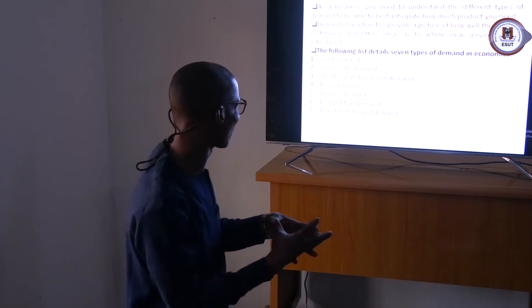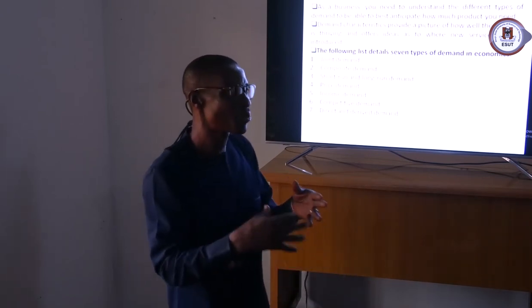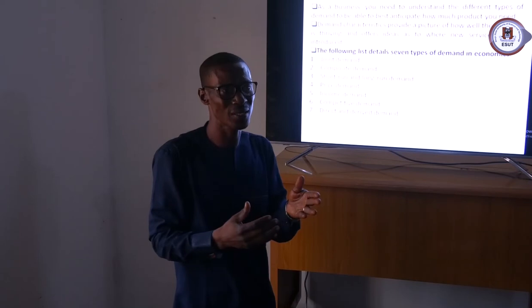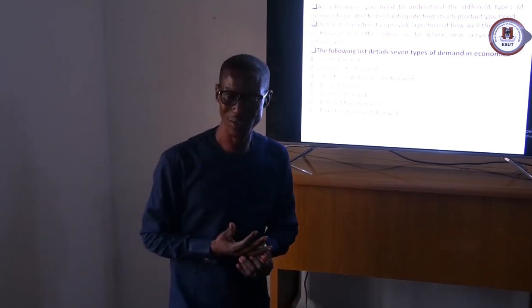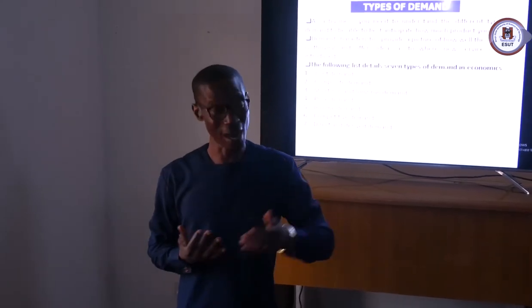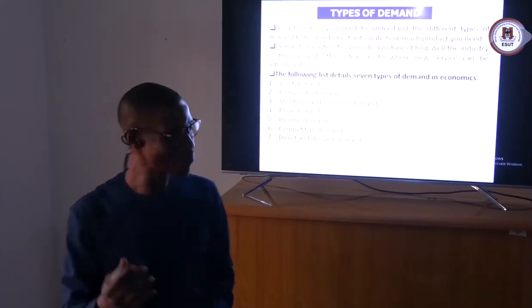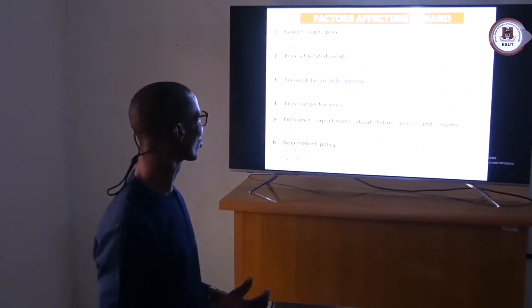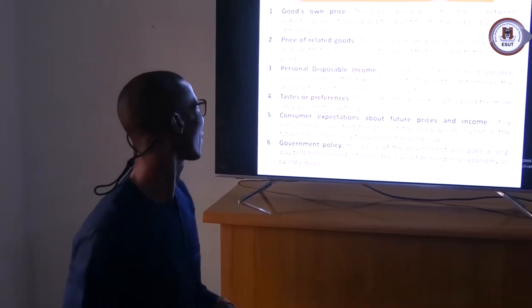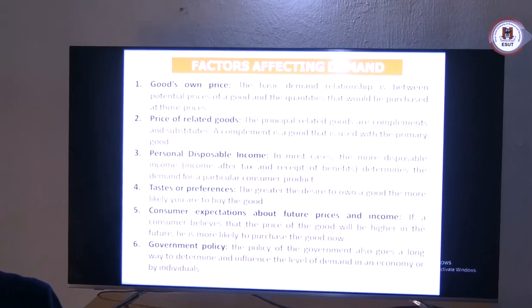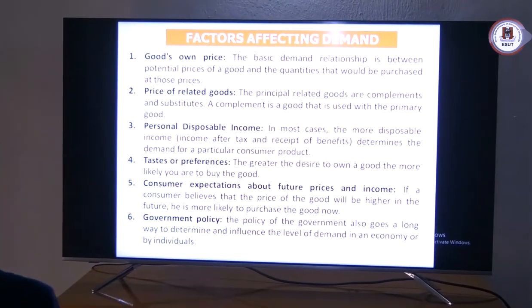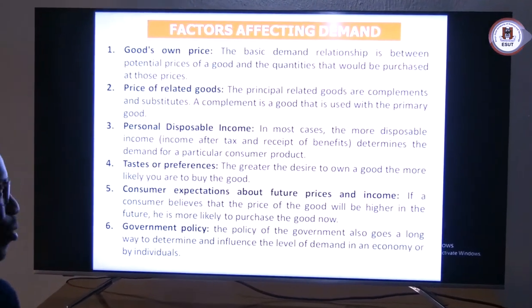We have composite demand, and we have price demand. Price demand simply shows demand that is highly controlled by the price of those commodities. We have push demand and we have pull demand. So we go on to factors that affect demand. One of the greatest factors that affect demand in the market is the price of that commodity.